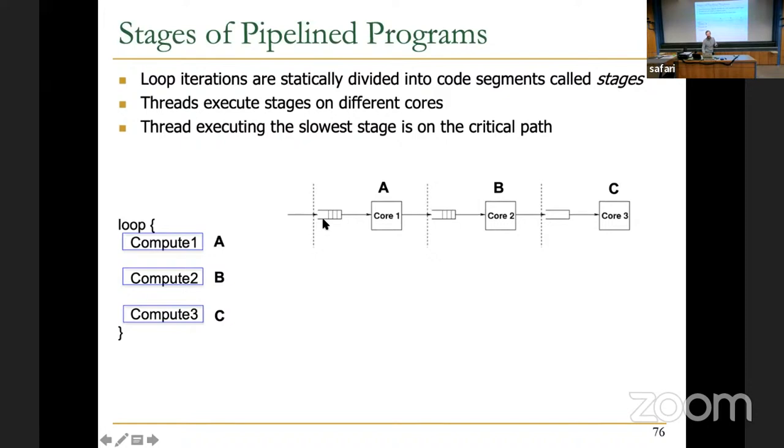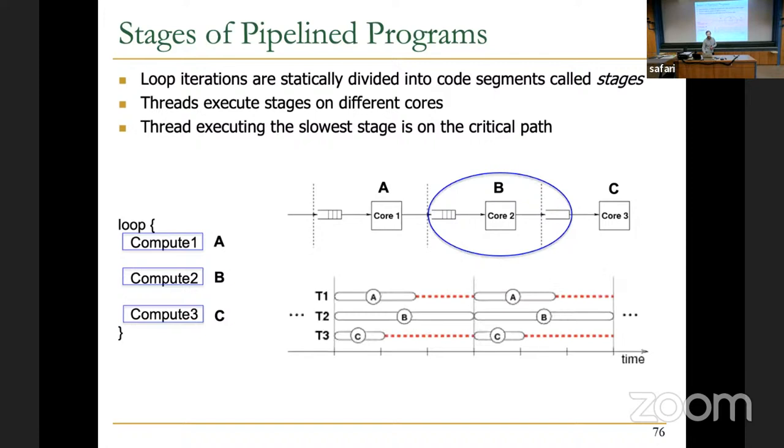And if you look at this, the thread executing the slowest stage, so A, B, C are called stages, the slowest stage is on the critical path. So basically, let's assume that B is the slowest stage. This is what happens in the execution timeline, right? Thread one is executing the first instance of A. Thread two is executing the first instance of B, or the prior instance, potentially. Thread three is executing the prior instance of C, let's say. Well, okay, think about the steady state, right? This is executing some instance of A. C2 is executing some instance of B, C3 is executing some instance of C.